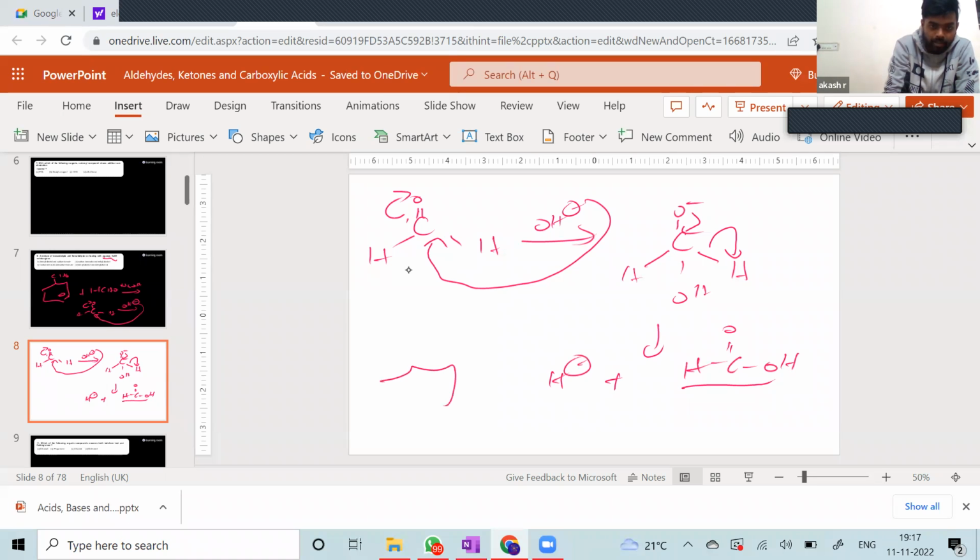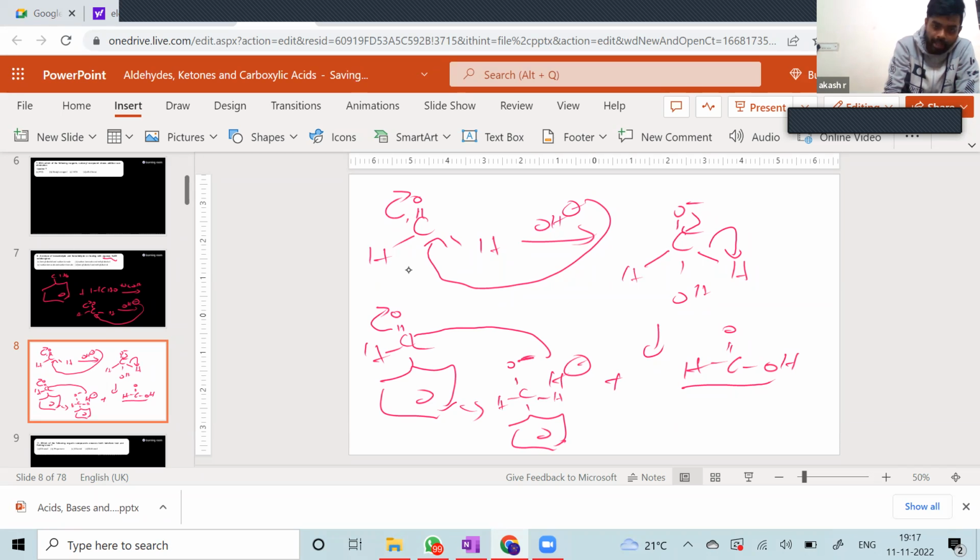Now this H minus is going to attack your benzaldehyde. Again, this H minus will attack here, and this bond breaks, right? And obviously what is going to happen after that? We are going to have this, we have C, O minus, we have an H, and we have another H. Now, obviously this O minus will take up an H plus to form OH. Now, what do you see? This is going to form alcohol, and this is going to form formic acid.